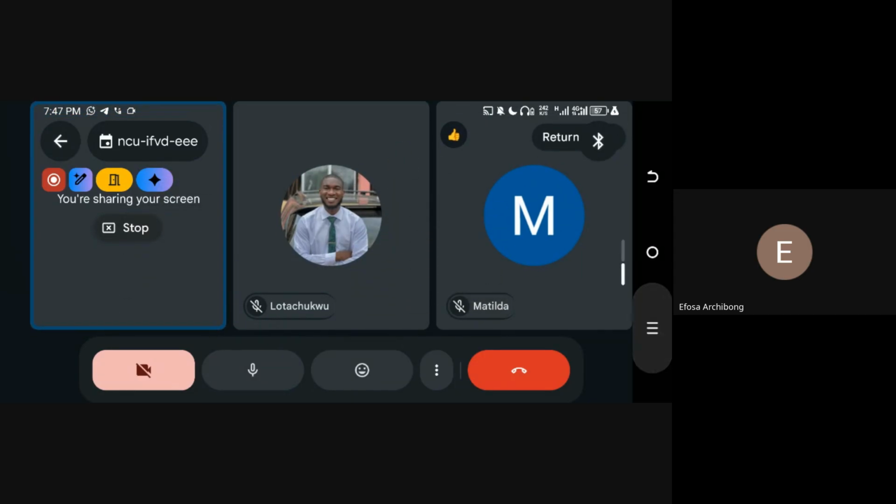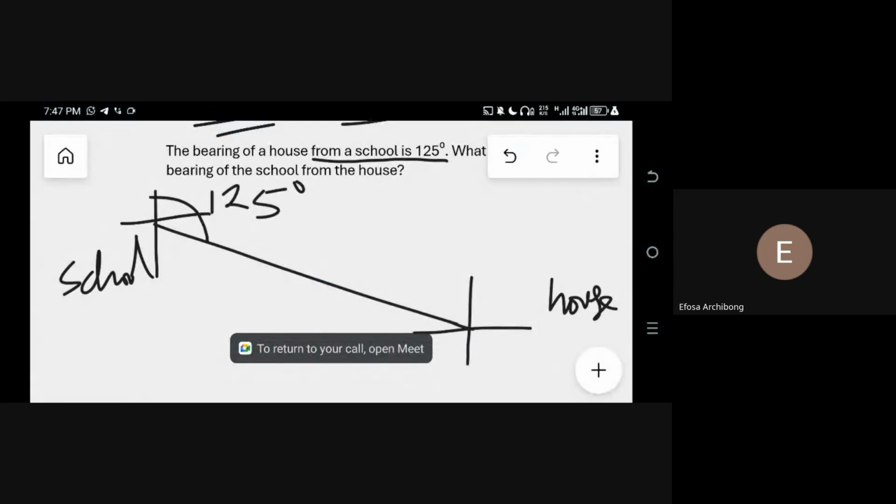Okay, all right, very good. So we're coming back. Again, the 125 degrees was drawn from the second quadrant, and it meets the other point at the northwestern part. Then we identified which is the house and which is the school. To identify that, you have to go back to the question and look at what was said: from a school is 125 degrees, meaning the place that is 125 degrees is the school, and the other one is the house.